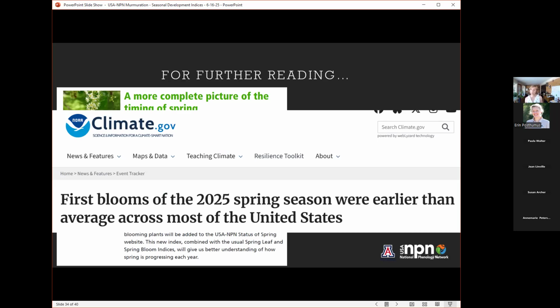The second one in particular, the one that has the headline up right now and posted just a few days ago, is really good because it helps compare locations where the leaf index came early and the bloom index came late, or they both came early or they both came late, and it helps depict why and what's going on there. So I recommend these, and I'll help get the links for those in the chat in a second.